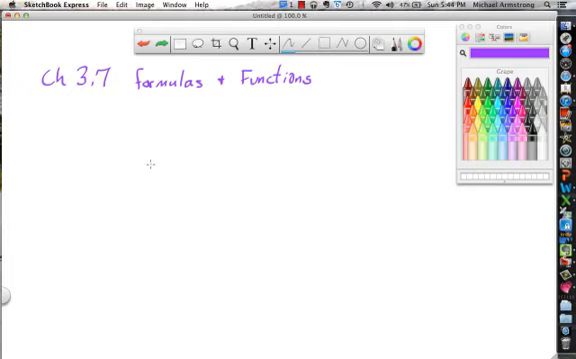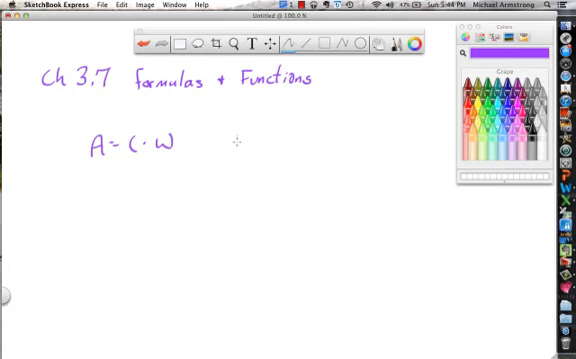Okay, chapter 3.7, formulas and functions. Mostly going to be solving formulas. Simple formula like the area formula: area equals length times width. Okay, so this is the formula for area.